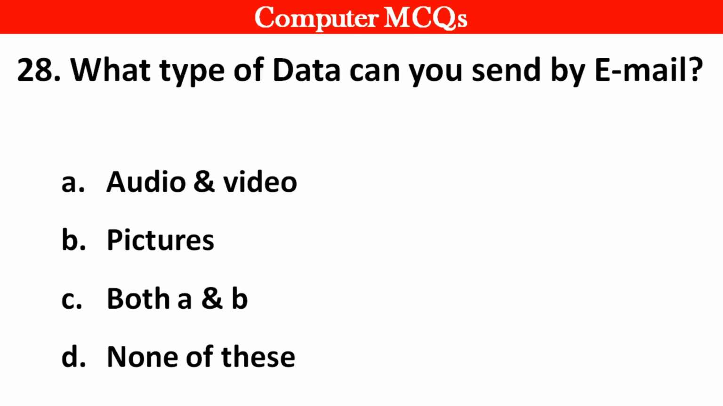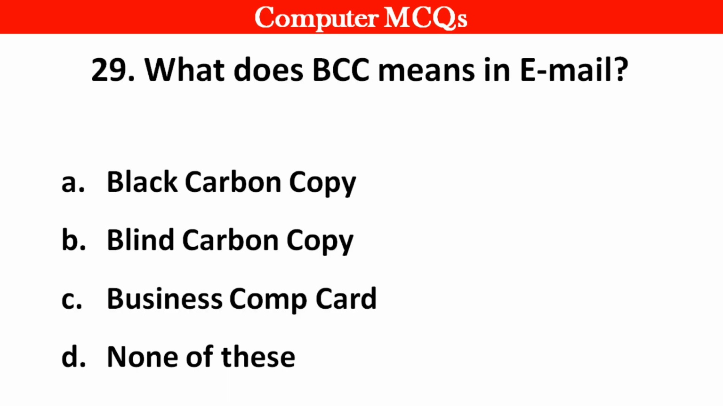Next question, which types of data can you send by email? Options: A, audio and video; B, pictures; C, both A and B; D, none of these. Right answer is option C, both A and B. Next question, what does BCC mean in email? Right answer is option B, blind carbon copy.